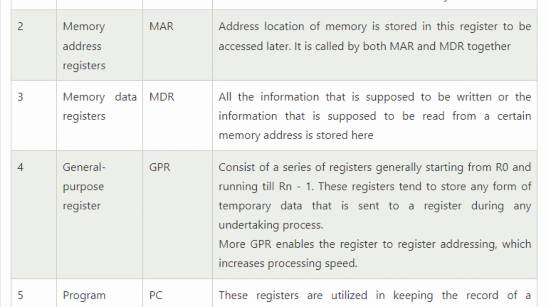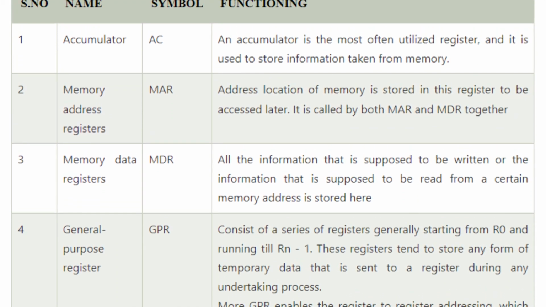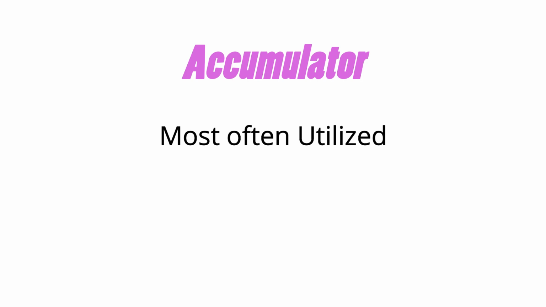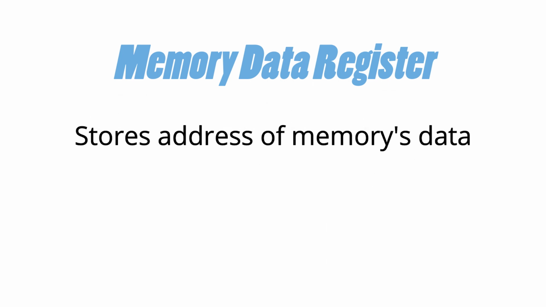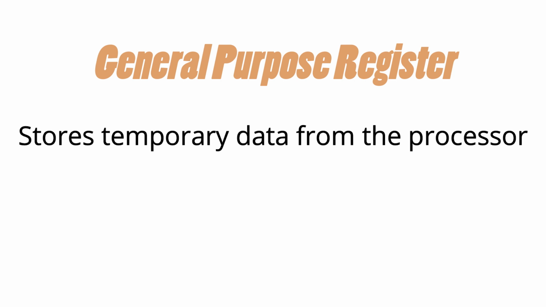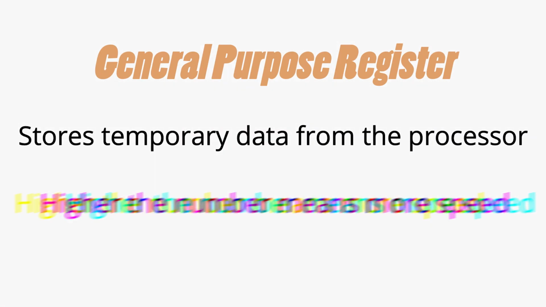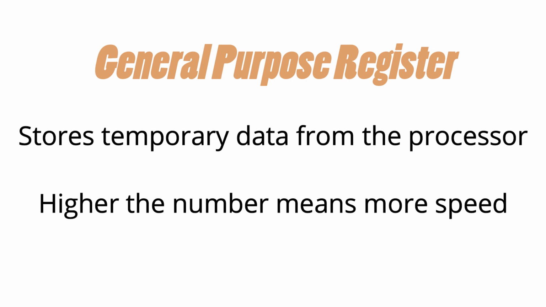So as we were talking about registers, there are many types which we use, like the accumulator, which is the most often utilized register, whose main task is to store information from the main memory. Memory data registers or memory address registers store the address of the memory's data. General purpose registers store any form of temporary data that is sent to the register during any undertaken processes. These are generally numbered 8 to 10, with the names R0, R1, R2 up to Rn. And the higher the number of these registers, the more processing speed.